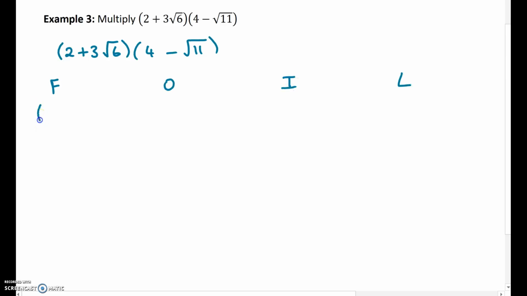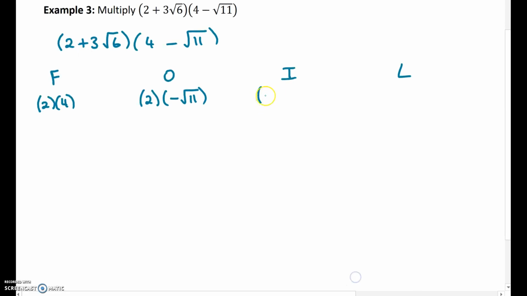F stands for the first in each, so that's simply going to be 2 times 4. The outside is going to be 2 times minus the root of 11. The inside is going to be plus 3 root 6 times 4, and the last in each is going to be plus 3 root 6 times minus the square root of 11. Okay, so let's do that.